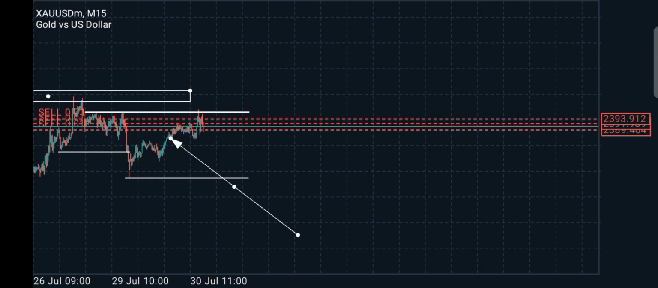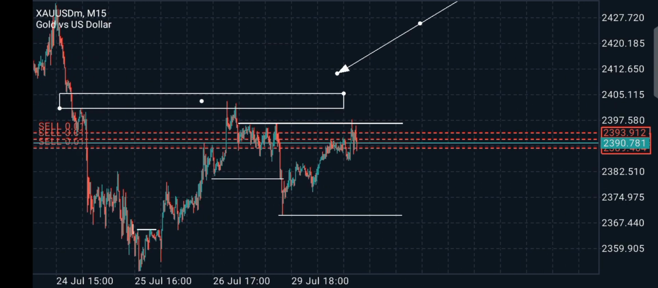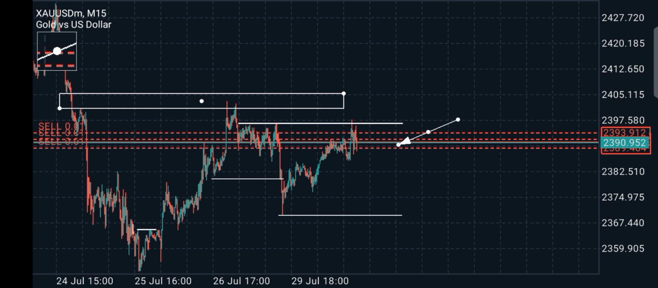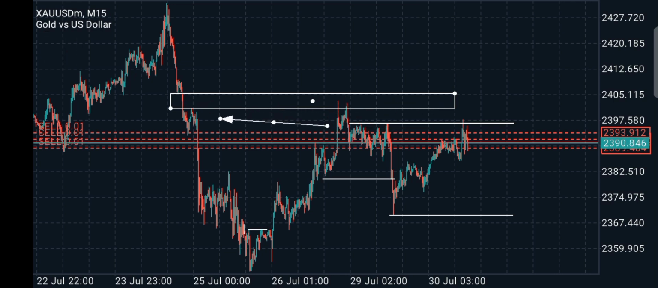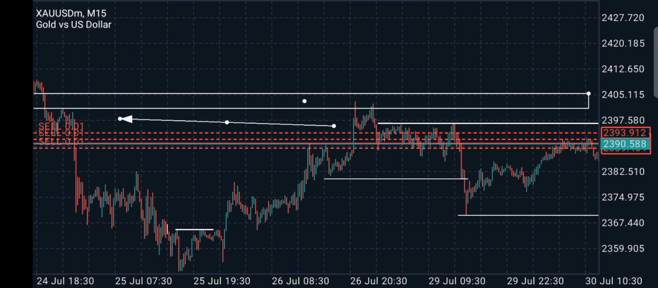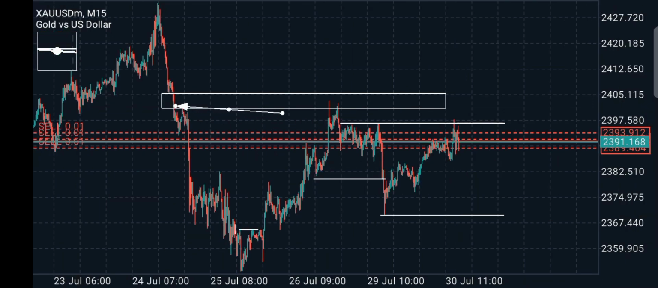So let me take you down to 15 minutes so you can see it clearly. On 15 minutes, you see this imbalance here. Price traded above it, taking out this other block. So price traded above this other block, filled up this imbalance, then it broke this last low here, causing a break of structure downwards. Then you can see this zone here where we have equal highs. Price came above it and it took out liquidity from here.